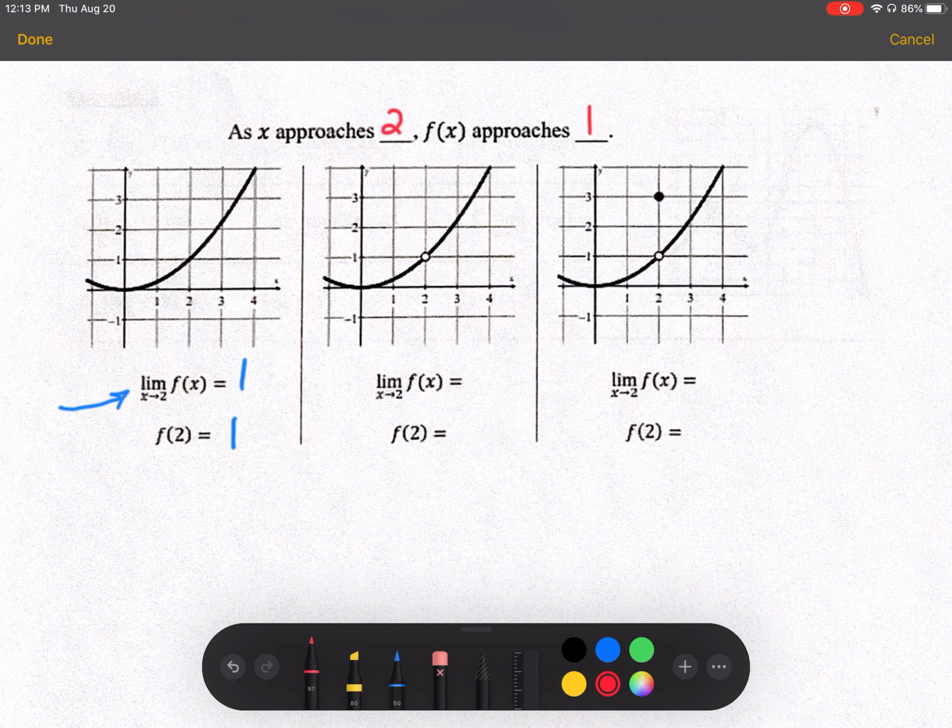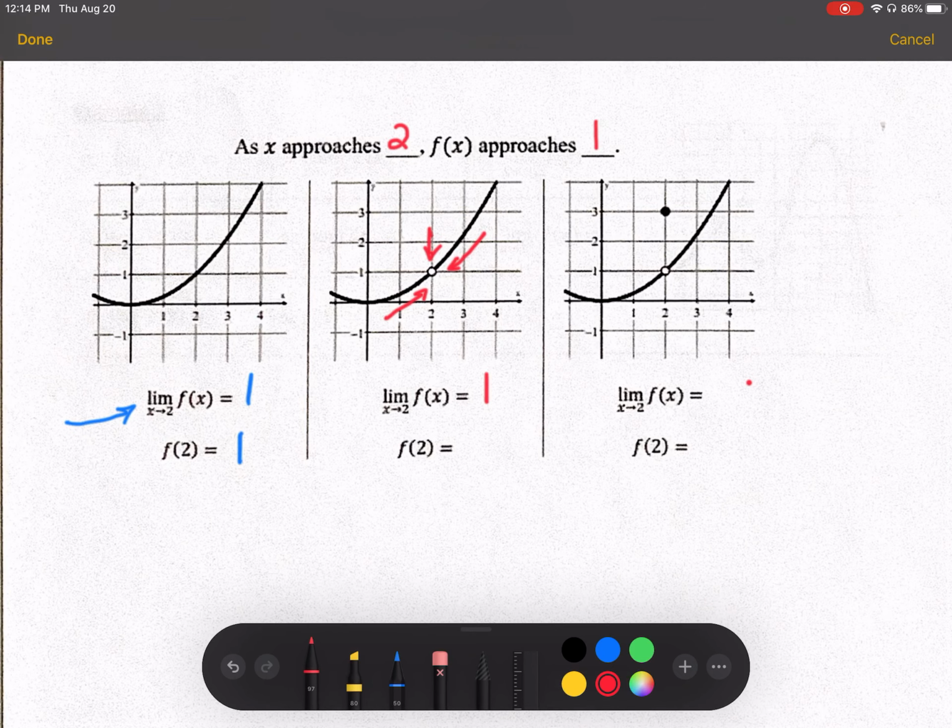Okay, and then when we look at this next graph, the difference is we have this hole in our graph right here. So the limit as x approaches 2 of f of x. So we want to think from the left side and the right side, what number, what y value is my graph approaching? And so here, that number is still 1. We're still approaching 1 here. So 1 would be my answer for that one.